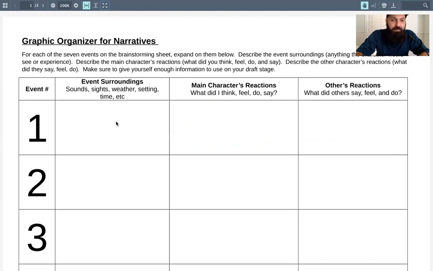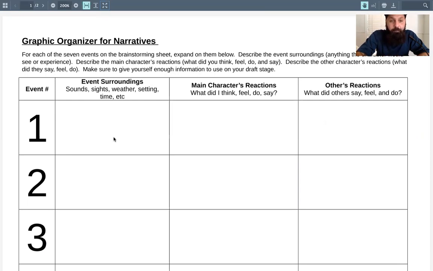So here's event 1. You're going to fill out these 3 boxes: the event surroundings, your reactions, and then the other characters, their actions and reactions. Between these 3 boxes, you should at least have enough to build a paragraph off of. I think the best thing to do is, between the 3 boxes, include too much information. And then when you get to your drafting stage, you only pick the most important things, right? Because I think that's the best way to tell a story like this, is only include the most important information, and leave things out that maybe aren't crucial to telling your story.